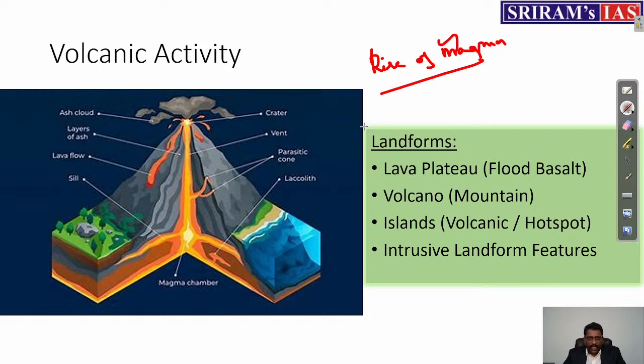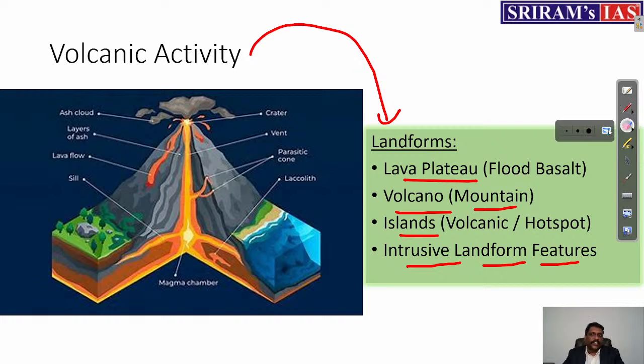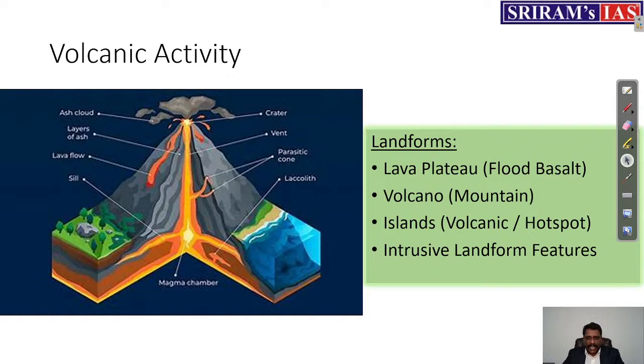In that way, here, if you ask me, okay, what is the potential? See, volcanic activity is more like a vent mechanism. It tries to release that extra pressure of asthenosphere. But what are the landforms that are generally formed out of this volcanic activity, if you ask me? The landforms that are formed. It can form a lava plateau, right? It can form volcanoes. Volcano is a mountain. It can form islands. And we do have intrusive landform features. What is this intrusive landform feature? I tell you, right?